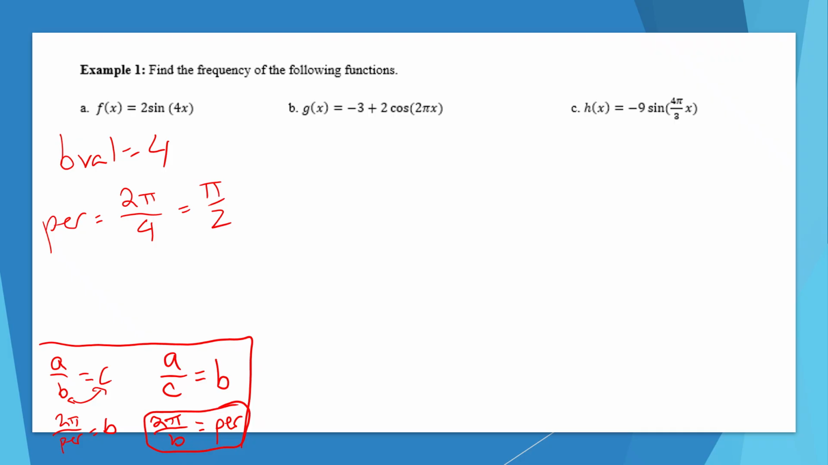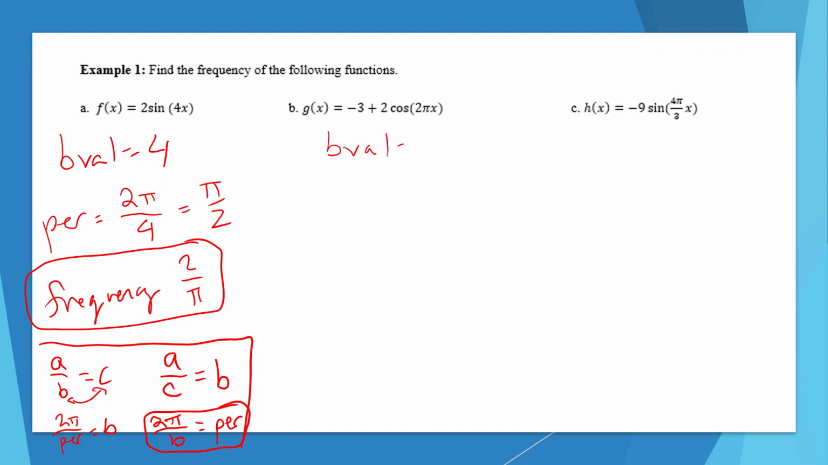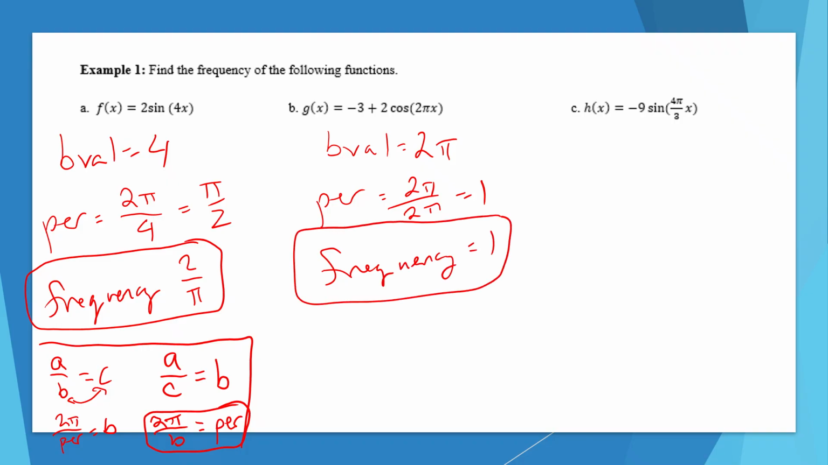However, we're not done yet. Because our period is pi over 2, our frequency of f is going to be 2 over pi. So that should be our answer there. Taking a look at this one, our b value is going to be 2 pi. So then our period should be 2 pi over our b value. This is just 1, which means our frequency is equal to 1 as well.